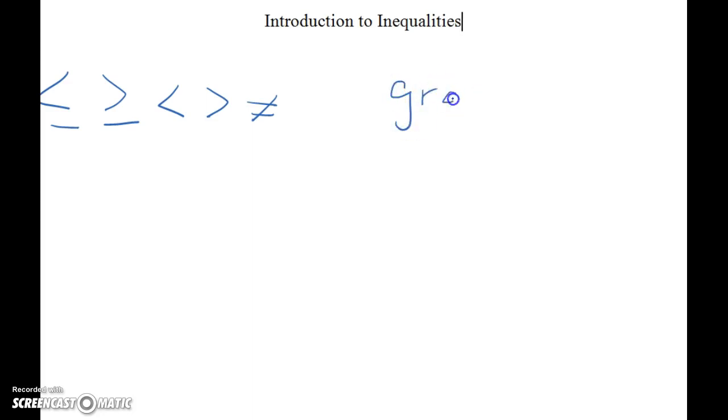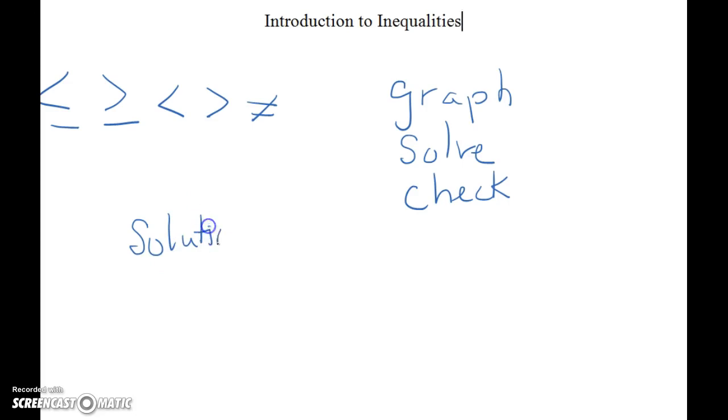We can do three different things with inequalities. We can graph them, we can solve them, and once we've solved our inequality, we can then check to make sure that we have the right solution. And solution is another really important word. So solution, it's not just the answer to an inequality, but it's the solution set. It's the group of all numbers that make the inequality true.